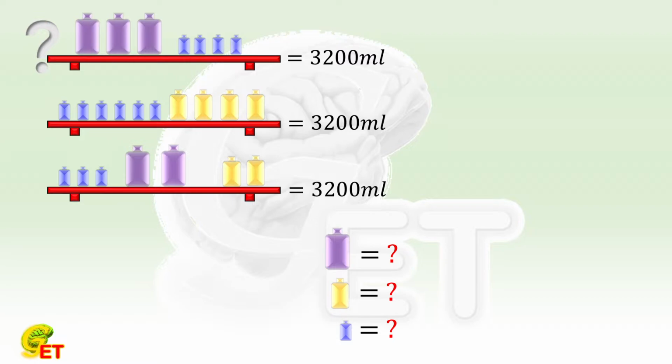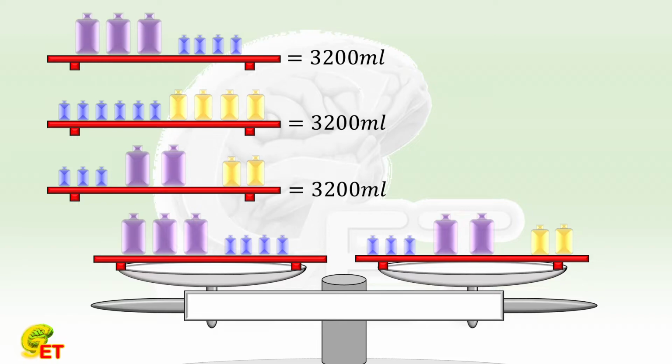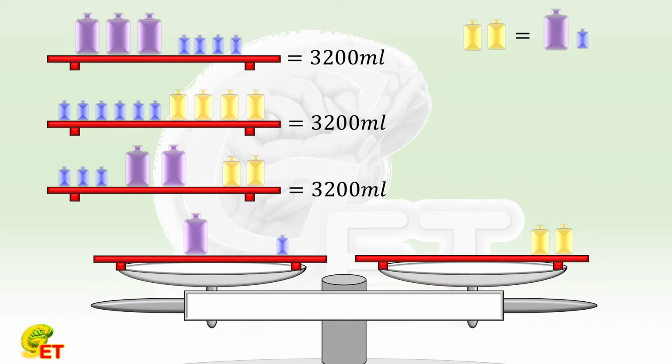We start by placing the first and third shelves on a scale. Then remove the 2 large bottles and 3 small bottles at the same time on both sides. At this point we find that the water in 2 medium-sized bottles and the water in 1 large and 1 small bottle add up to the same amount.